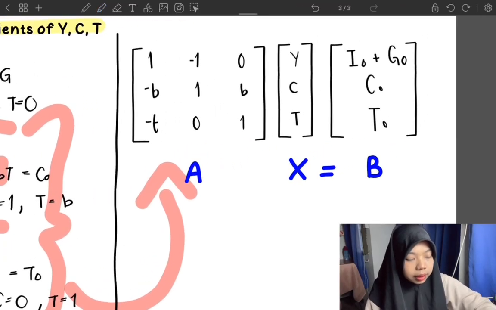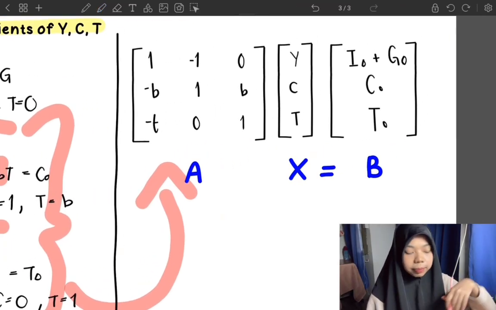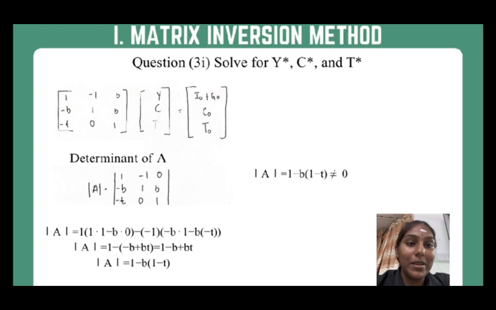this matrix form. Hi, good morning to Dr. and my fellow friends. My name is THARAHNI and my matrix number is 310081. So today I'm going to solve the y, c and t using the matrix inversion method.